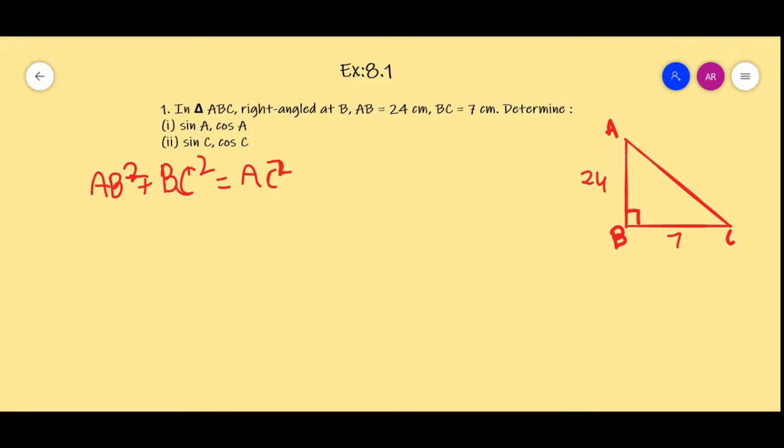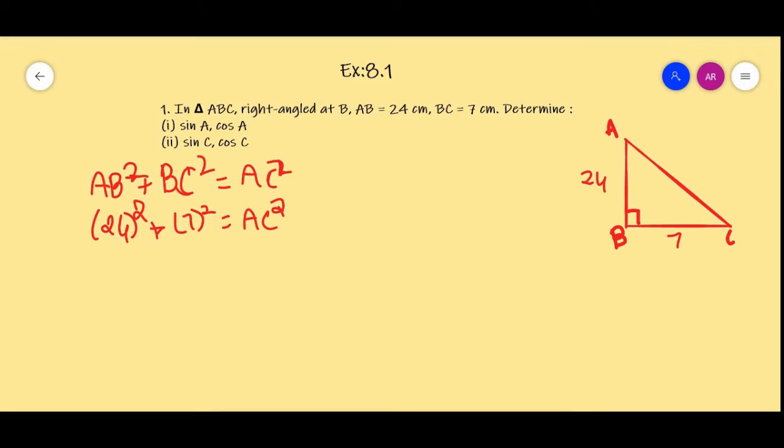We know the values of AB and BC over here, so let's just substitute in order to get the hypotenuse, which is AC. AB is 24, so 24 square plus the value of BC is 7, so 7 square would be equal to AC square, right? I've told you to learn the values of all the squares till 25 and all the cubes till 15, so it's going to be easy to solve all these types of problems super quick.